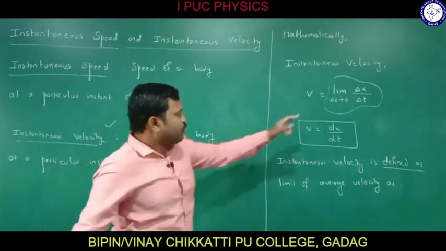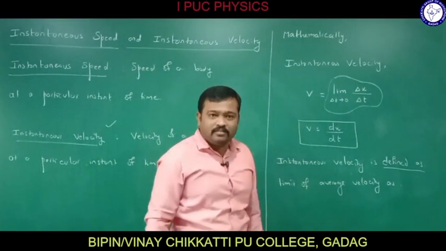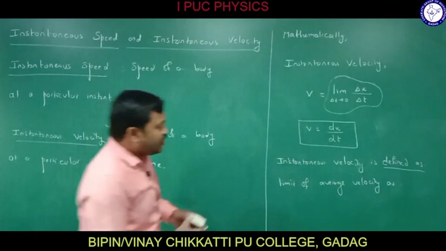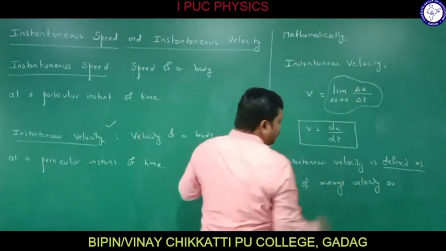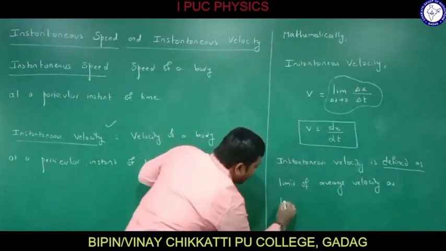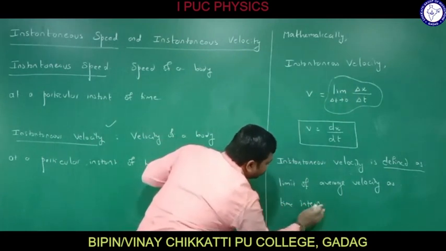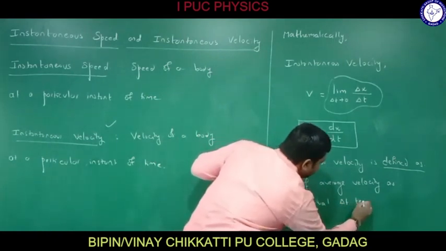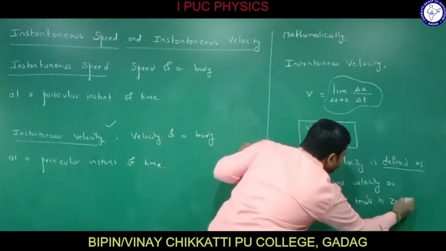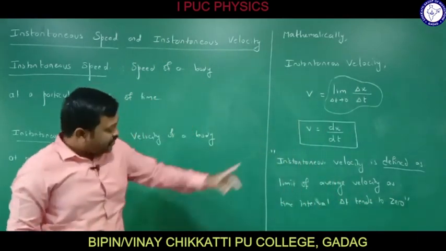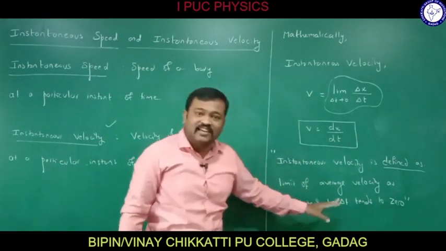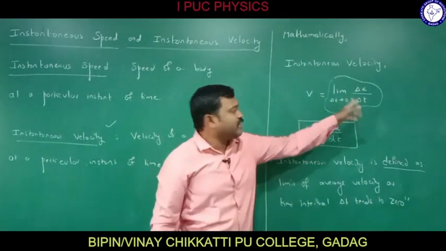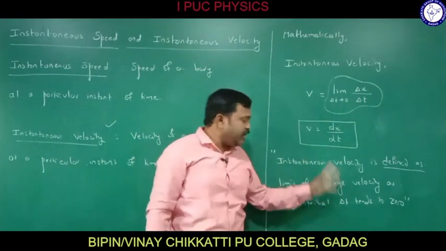Whenever we speak about limits, we use the symbol like this. Let me write: instantaneous velocity is defined as the limit of average velocity as the time interval delta t tends to 0. Do remember, instantaneous velocity is defined as a limit of average velocity as a time interval delta t tends to 0. So I defined velocity like this.